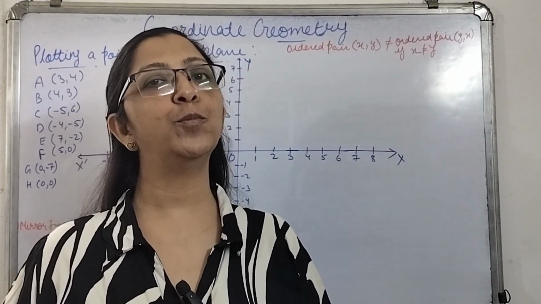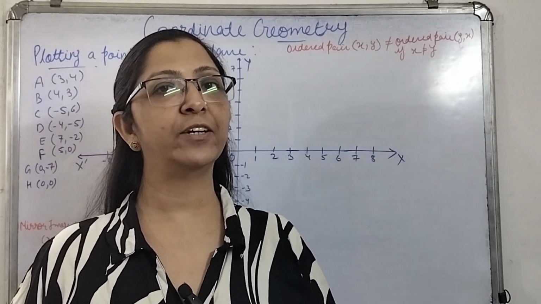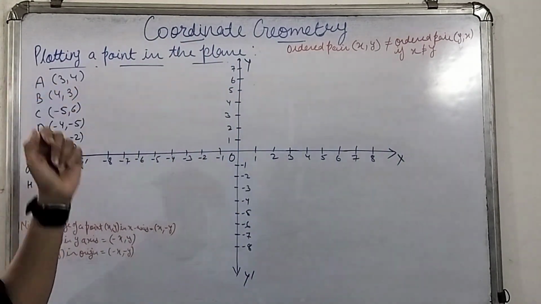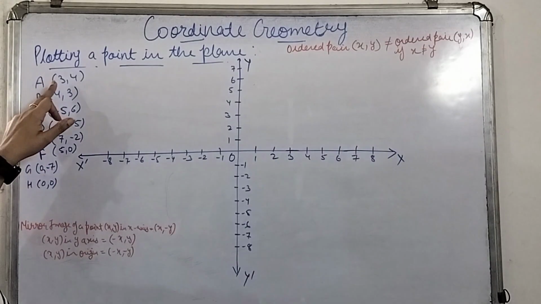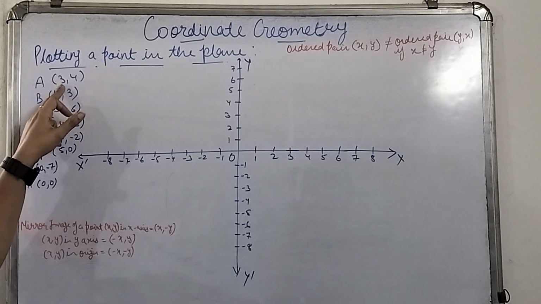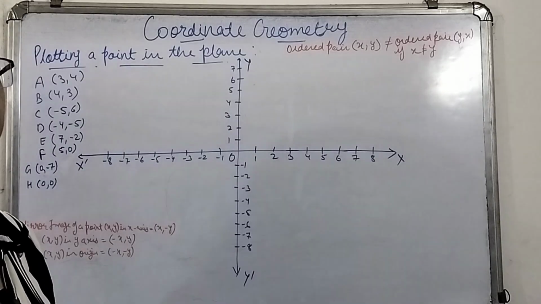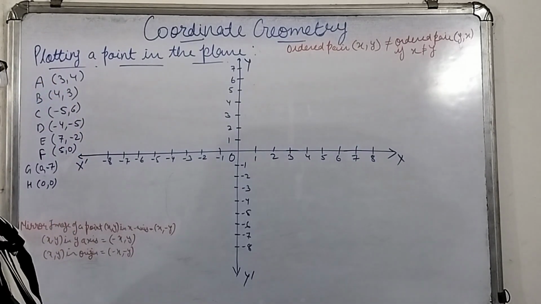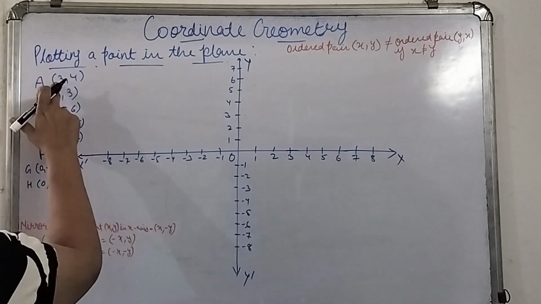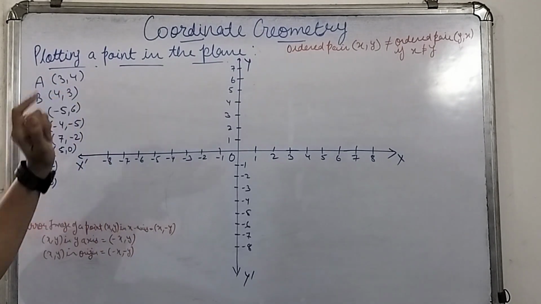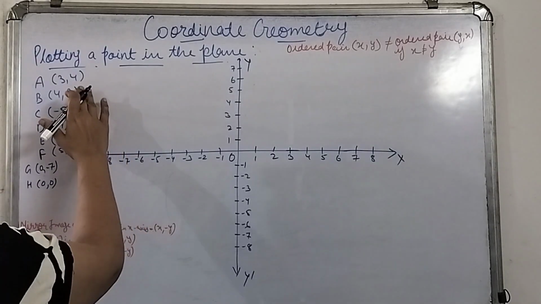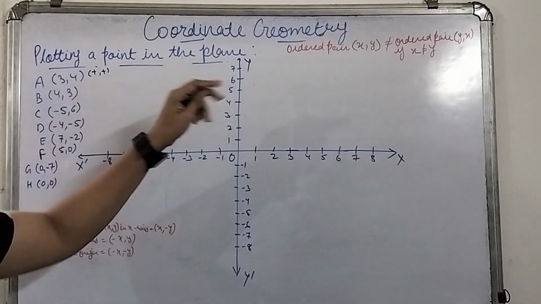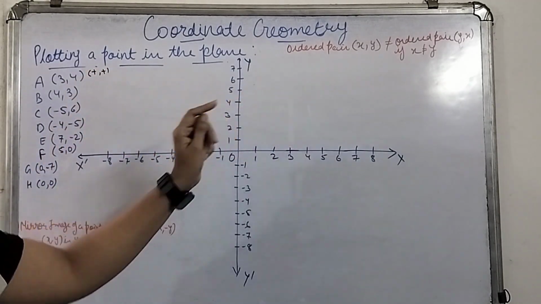Now let's see how to plot a point in a plane if its coordinates are given to us. Suppose we have to plot a point A whose coordinates are 3, 4. We have just seen that first we write the x-coordinate, the abscissa, and then the y-coordinate, the ordinate. That means the x-coordinate of point A is 3 and the y-coordinate is 4. Both are positive, and we have just seen that if the form of the point is plus, plus, it comes in the first quadrant. The point will lie in the first quadrant.